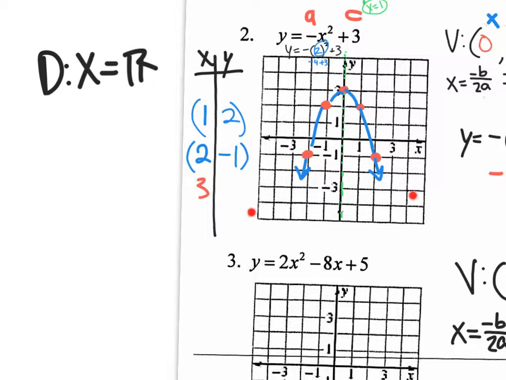So I explained it visually. It goes left and right, keeps going left and right, goes out forever, even though it goes down. And even numerically, you could plug in 1,000, you could plug in negative 1,000. You could plug in any number you want. So x is all real numbers for the domain.